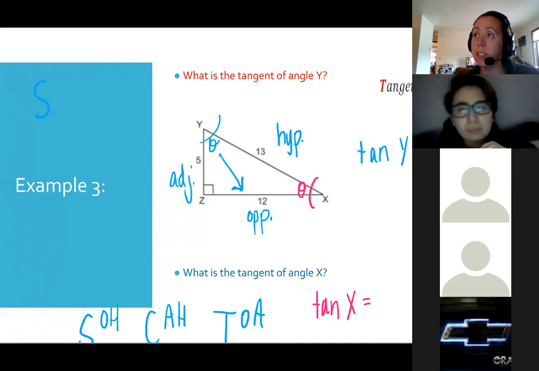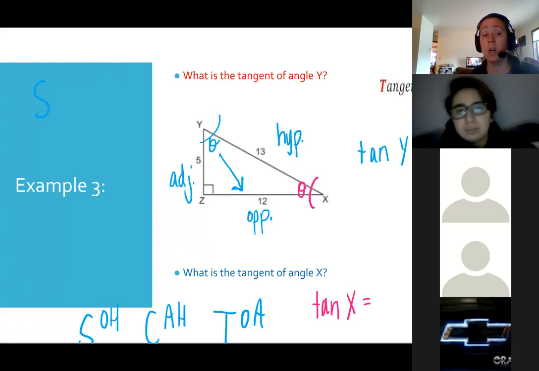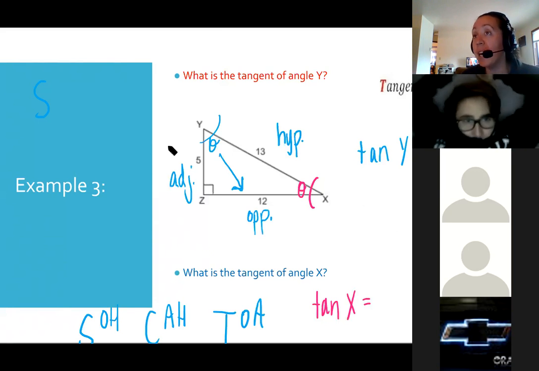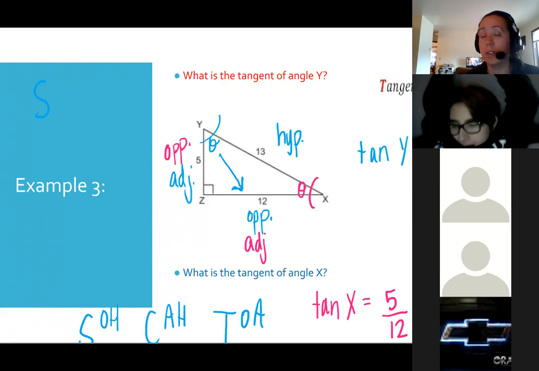Okay, so what is going to switch on my triangle here? Liana, what do you think? What's going to change if I'm focusing on what is 5/12? You're right, that's an answer to something. What does that represent? The opposite and x. Yeah, you're right. So 5 turns into the opposite and 12 turns into the adjacent. So the tangent of x is 5 over 12. Very good. Good stuff.